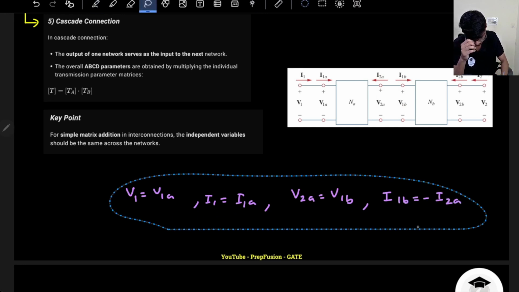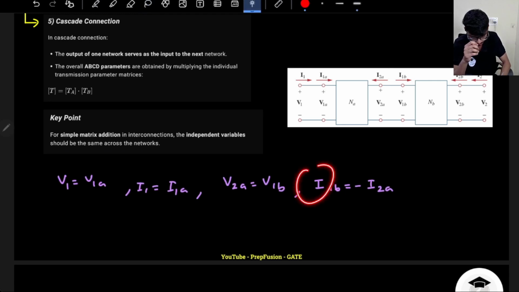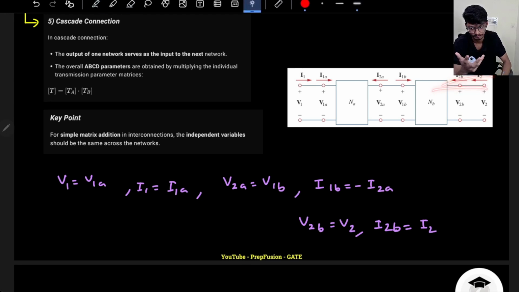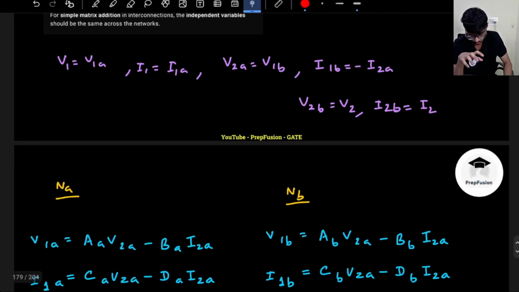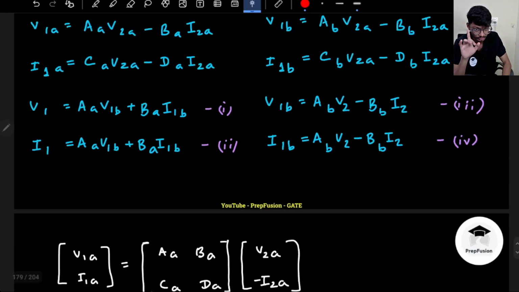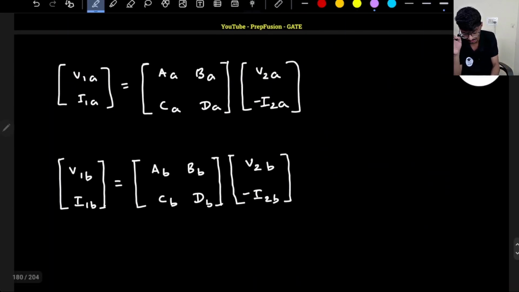I1B equals minus I2A, and for network B, V2B is equal to V2, right? V2B equals V2. So these are the equations that I know, and my I2B equals I2 itself. Same direction. I2B is here, I2 is also here. So they are just in the same direction. Okay, so yeah, this is the case. I have just written down the equations. You can see the equations, but we will not use the equations now. We will use the matrix. So the matrix for network A is written here, and the matrix for network B is written.